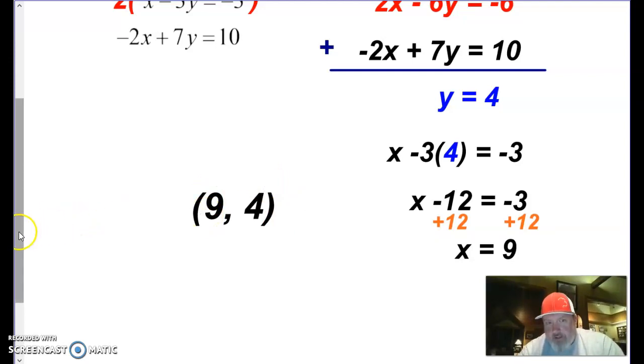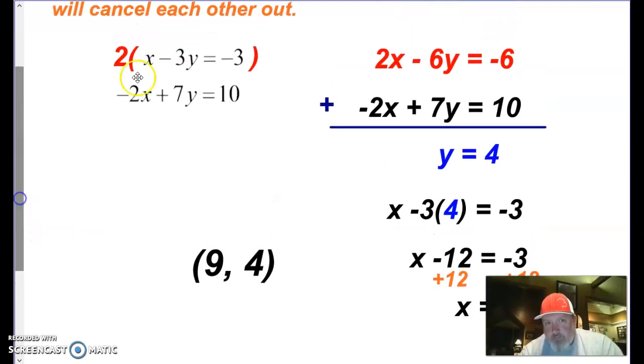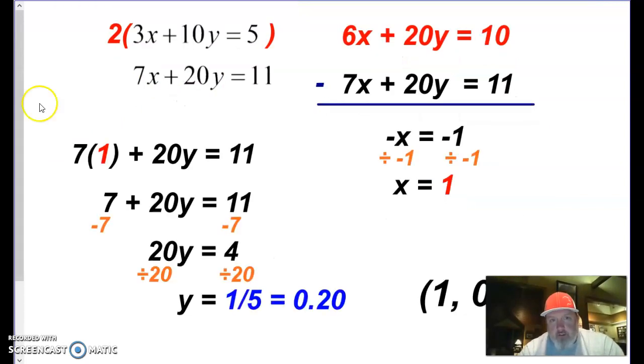So just to go back to the beginning here real quick, when x or y don't cancel out, we want to look to multiply one of the equations today. Eventually we'll get to multiplying both, but for today we're just going to do one at a time. Alright, so another example, very similar.